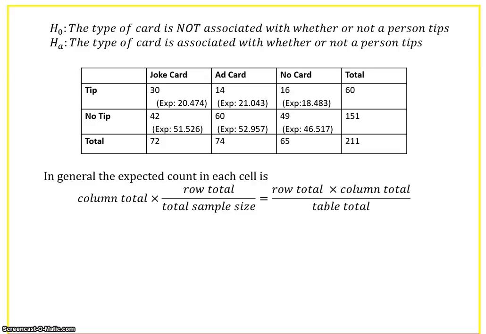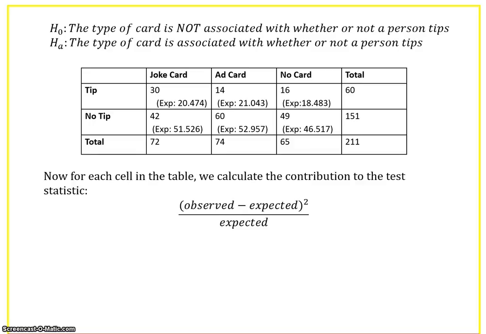The next thing we need after we calculate the expected cell count is to calculate the contribution from each cell to the chi-square test statistic. The way that we calculate it is by taking the observed cell count minus the expected cell count, squared, and dividing by the expected cell count. We do this for all of the cells of the table. And when I talk about all the cells of the table, I'm talking about the ones with the data in them. The total columns and the total rows we're not counting.